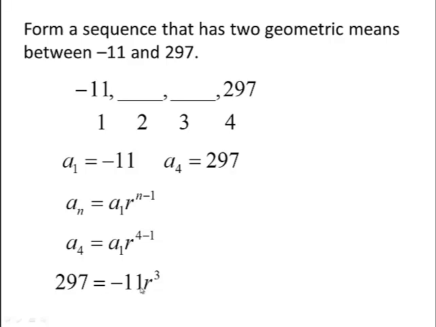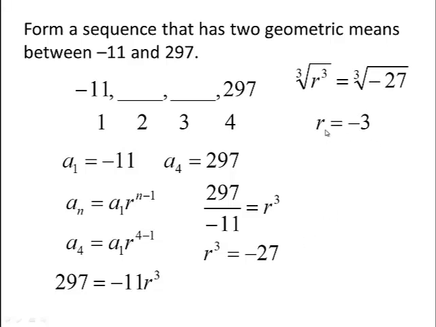Putting the fourth and the first term in here, dividing both sides by 11, taking the cube root, I get R equals -3. So if I'm multiplying by -3 each time, the next term better be 33, -99, and positive 297.